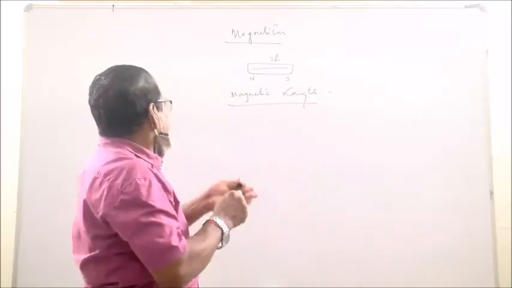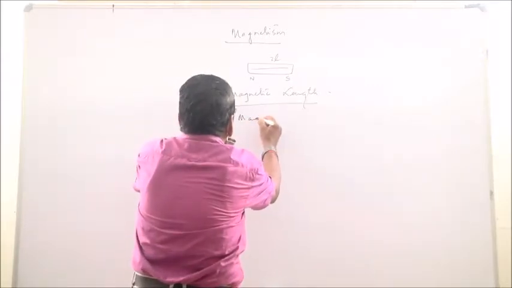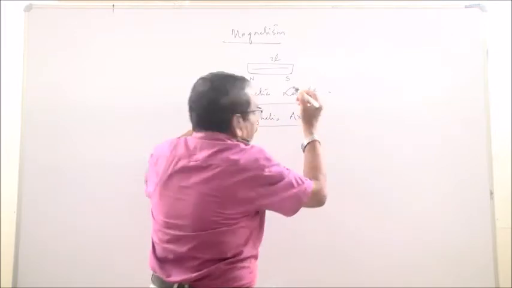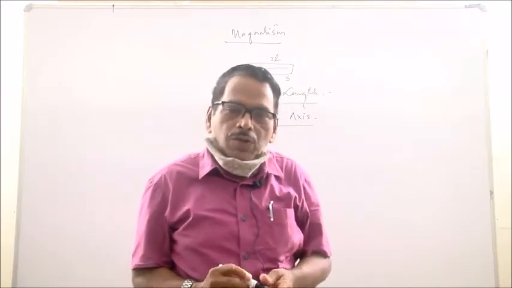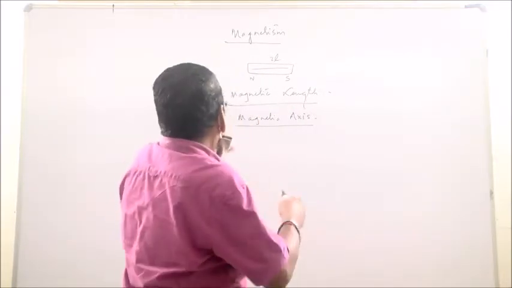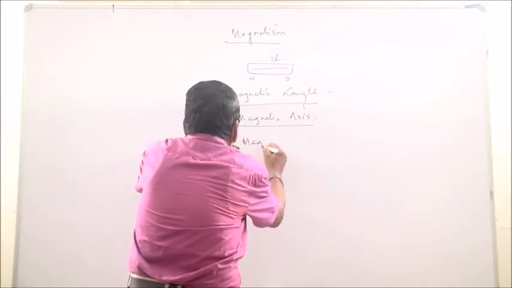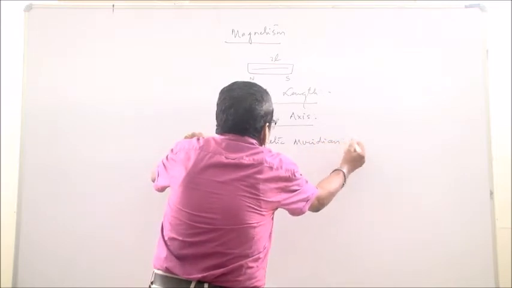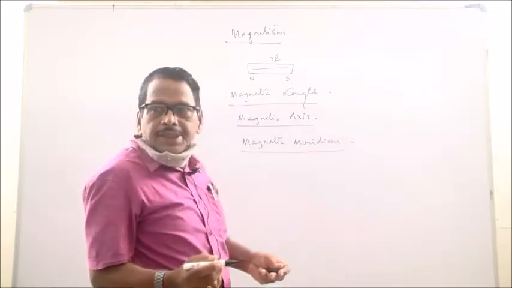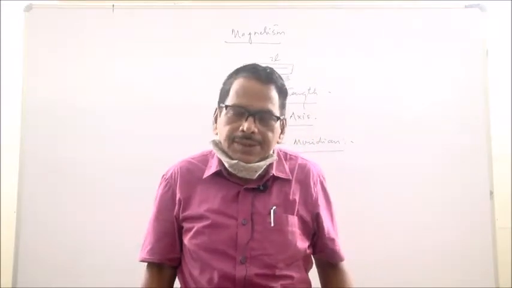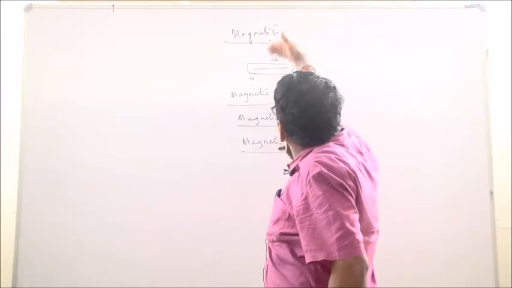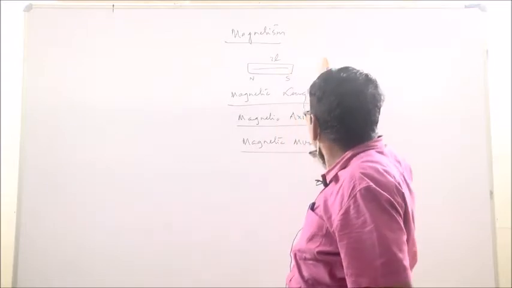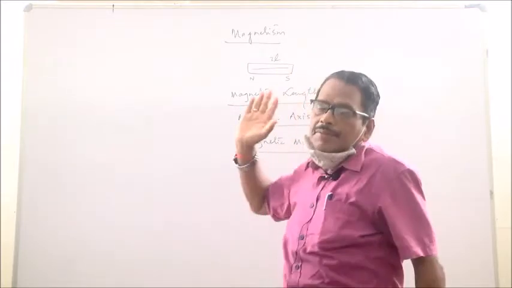What is magnetic axis? It is defined as the straight line joining north pole and south pole. That is your magnetic axis. Magnetic meridian is the imaginary vertical plane passing through the magnetic axis. So if you place a vertical plane perpendicular to NS, then this will be called magnetic meridian. So: magnetic length, magnetic axis, and magnetic meridian.